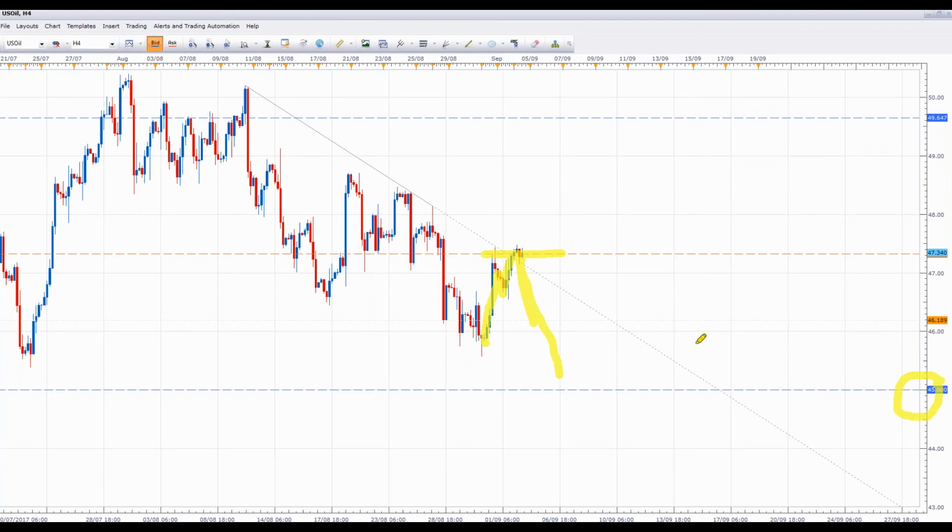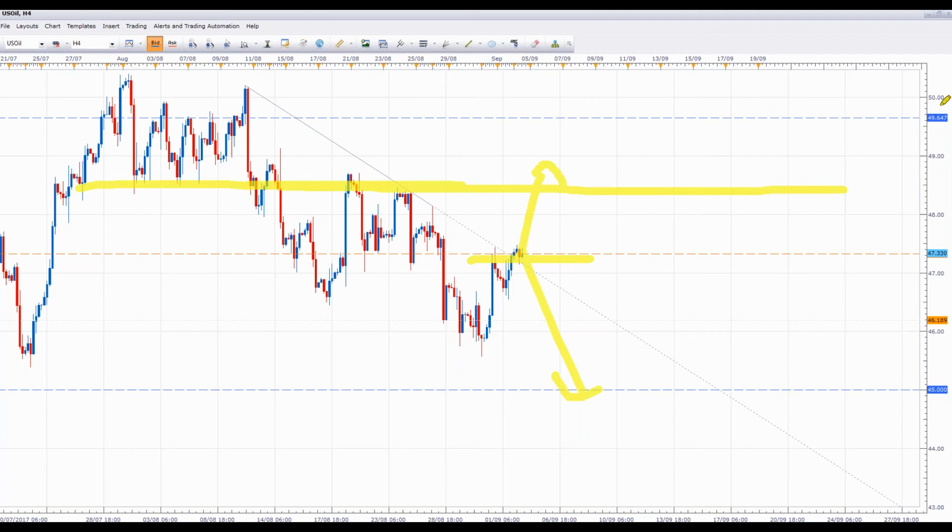So below this level here, we're looking for moves to the downside, and above this level, we are going to be looking for longs, at least up to this area over here first, but possibly all the way up to the 49,647 area over here.